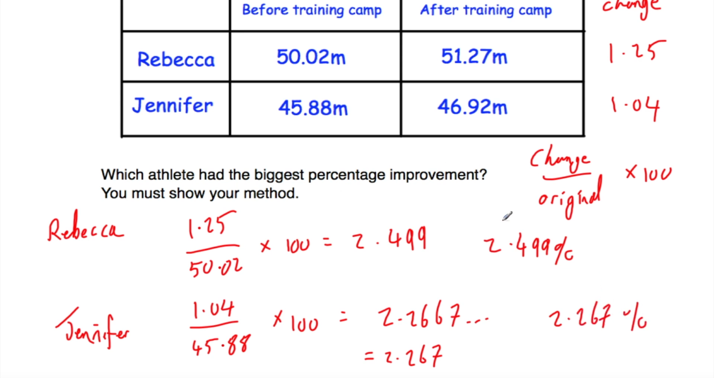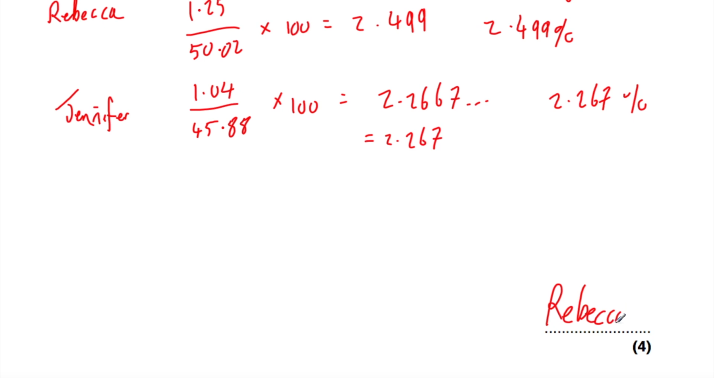So as you can see, Rebecca's improvement was 2.499%, whereas Jennifer's was only 2.267%. So that means that Rebecca had the biggest percentage improvement. So let's write that down. And that's it. Rebecca had the biggest percentage improvement.